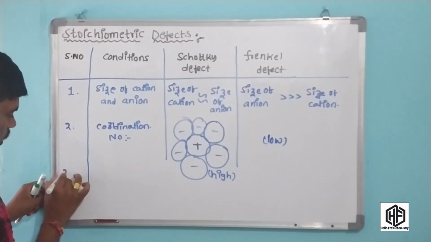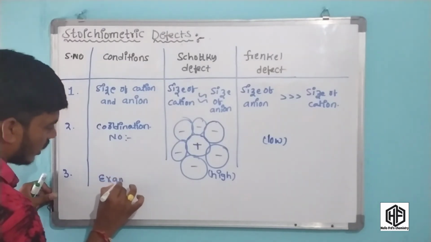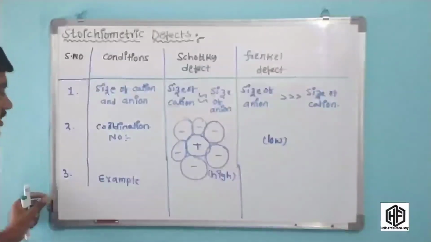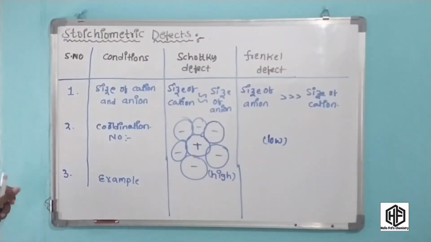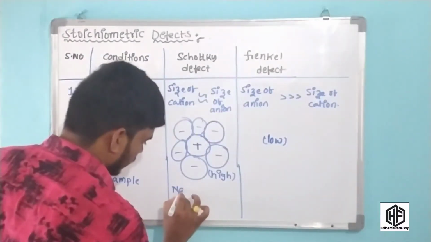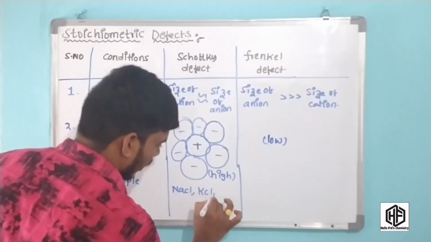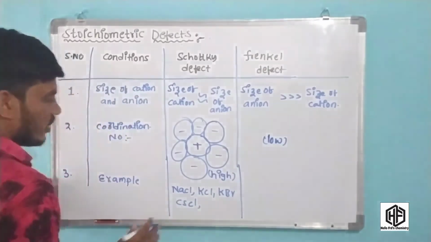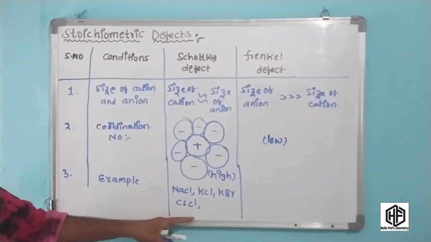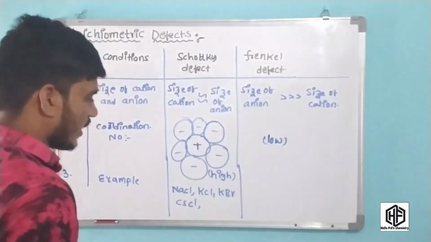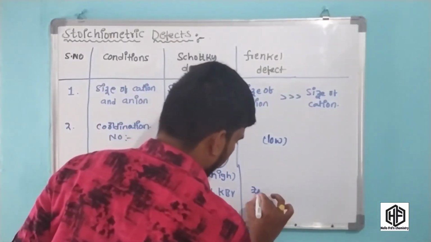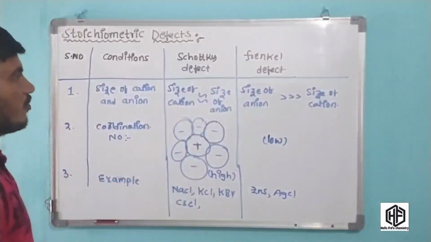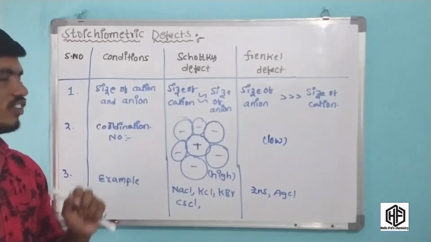And third important one is the examples of these Schottky and Frenkel defects. Okay, friends, this is so much important. Schottky defect examples are NaCl, KCl, KBr and CsCl. Okay, friends, these are the examples of the Schottky defect. And the examples of the Frenkel defect are ZnS and AgCl. These two are the examples of the Frenkel defect.